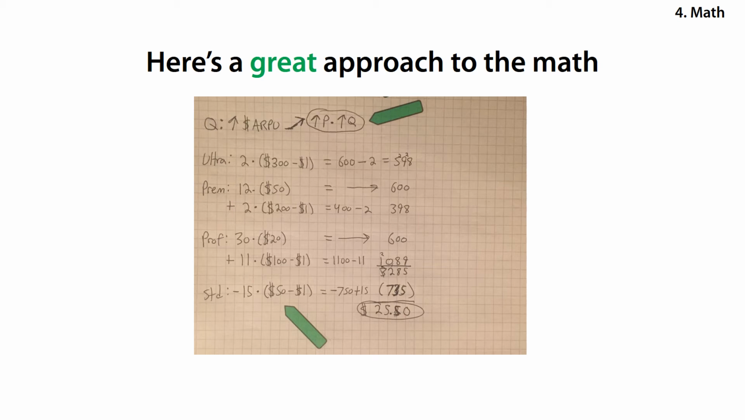And 25 over 70 is, okay, a 30% increase would be 3 times 7, so 21 over 70. A 40% increase would be 4 times 7, 28 over 70. So we're right in the middle at 25. So this is about a 35% increase in average revenue per user, which is pretty significant.